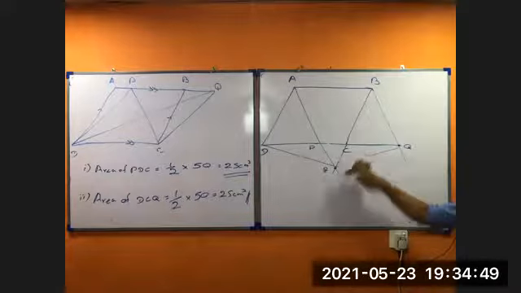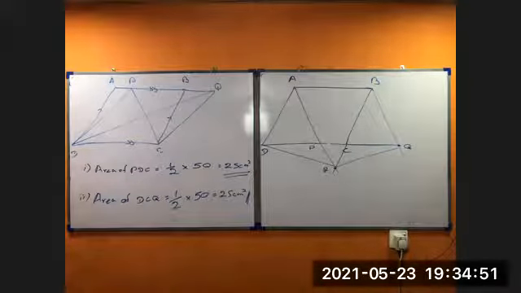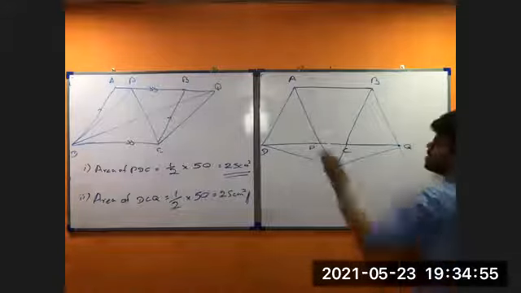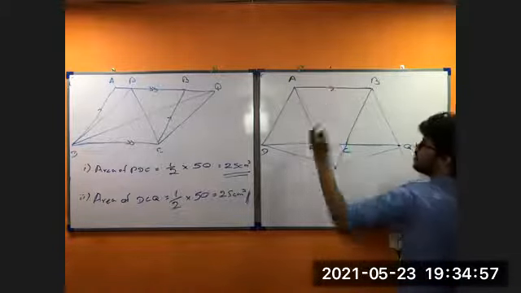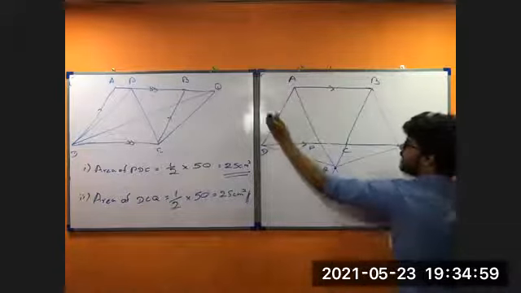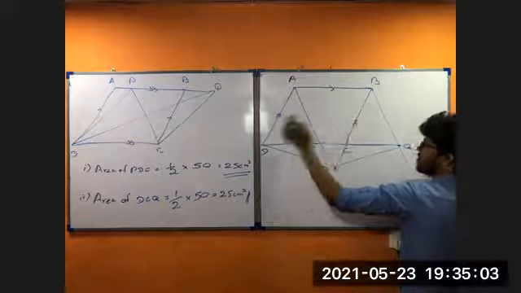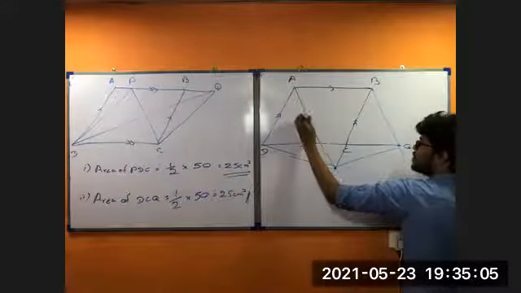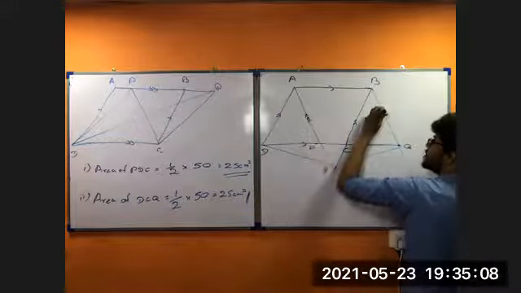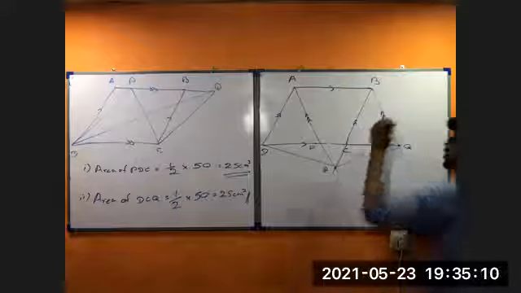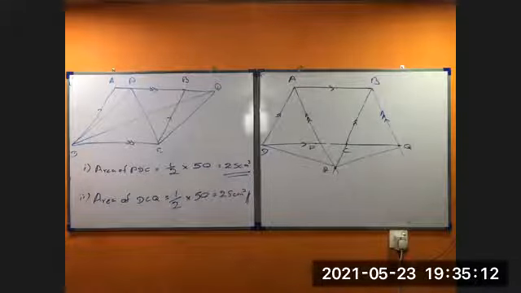So area of this one is equal. So what are the parallel lines we have? So we know this is a parallelogram, right? So this one is parallel to this one, and this triangle is parallel to this triangle. Sorry, this line. And here we have another pair of parallel lines. This is parallel to this, right? Okay.